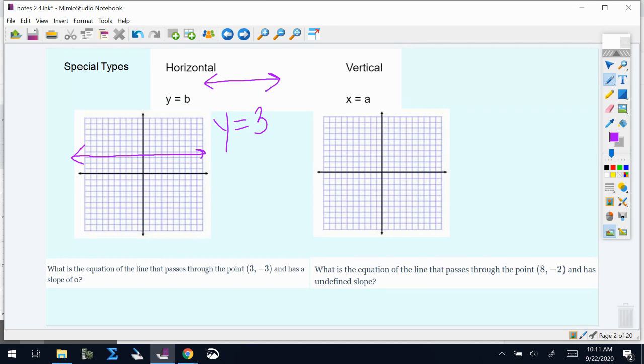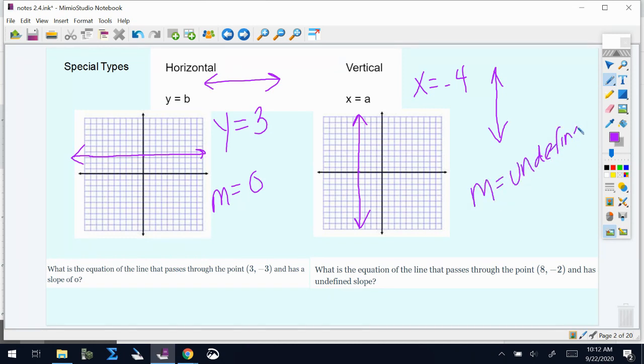Vertical lines run up and down. Vertical lines are always in the form x equals anything. It could be like x equals negative 4. What that means is on your x-axis, you're going to go 4 spaces to the left over to negative 4, and then you're going to draw a vertical line, and those are all the places where the x value is negative 4. From a slope standpoint, horizontal lines have 0 slope. From a slope standpoint, vertical lines have undefined slope.